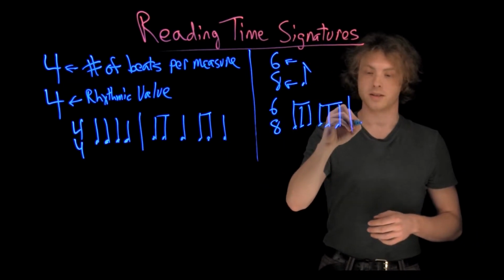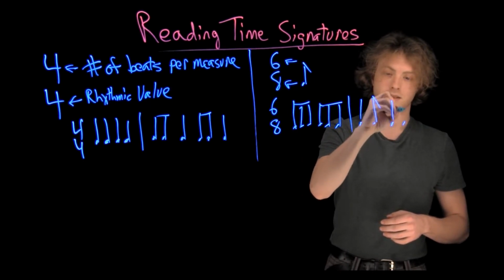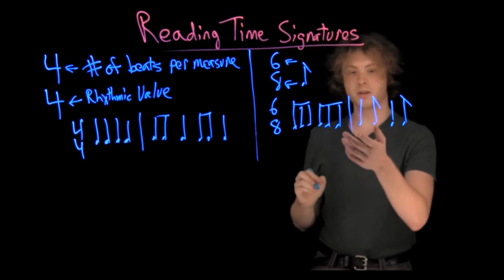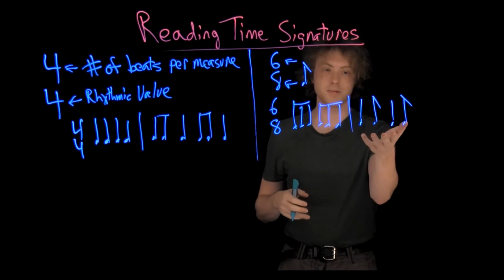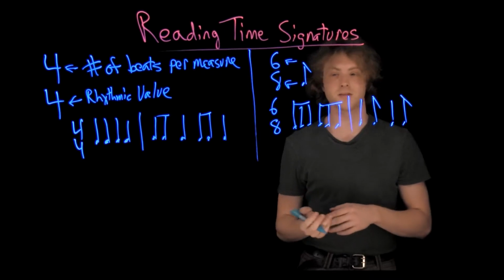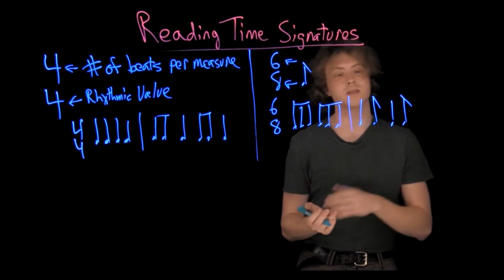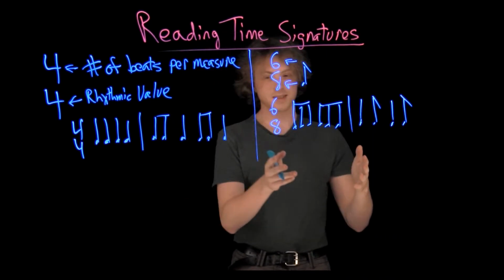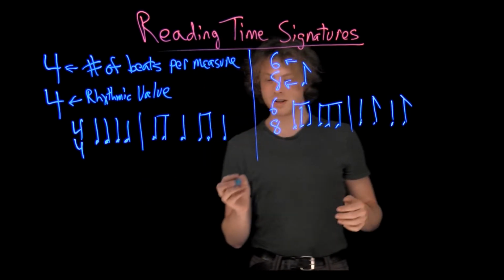And another measure might look like, so now we've got a quarter note, an eighth note, a quarter note, and an eighth note, and you'll know that these add up to 6 eighth notes. So 2 measures of 6/8 that sound like this would sound like 1, 2, 3, 4, 5, 6, 1, 2, 3, 4, 5, 6, right? So 4/4 and 6/8 are going to be probably your most common time signatures that you're going to run into.